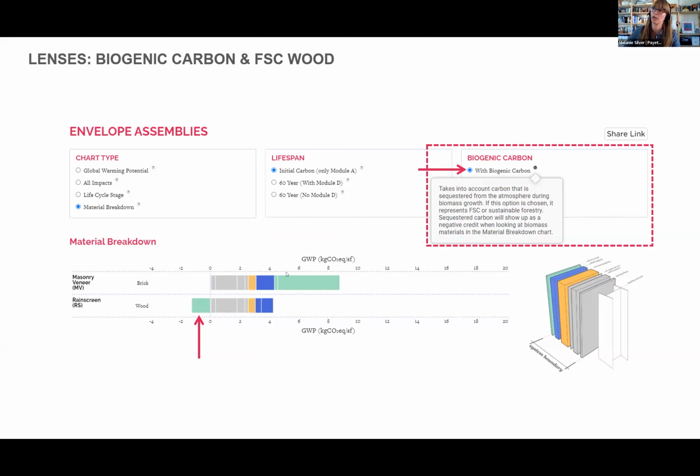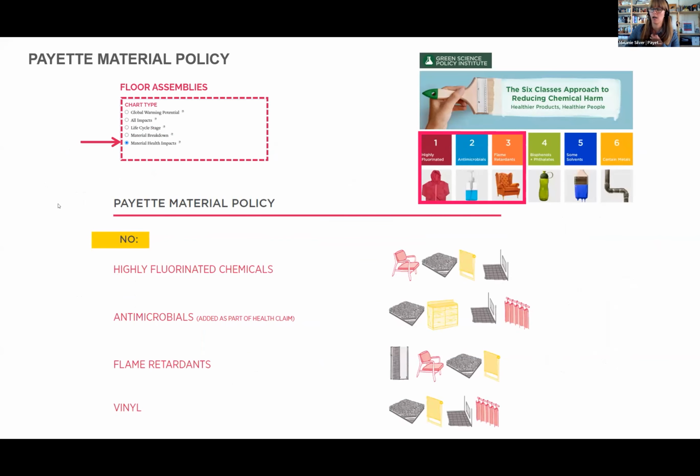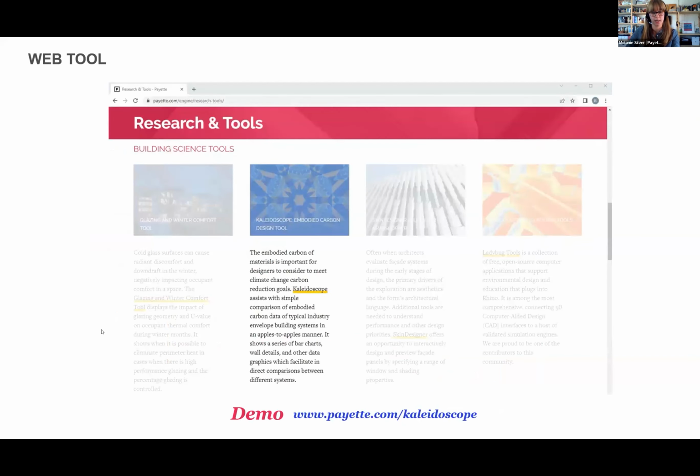We also have this material breakdown chart, so you can start to see where in the different pieces of the assembly you're getting the most carbon. And then in addition, in our interior assemblies, we have this material health impact lens, which follows our Payette material policy to help our designers select materials that don't contain these classes of chemicals, based on the 6 classes. And there's a little area that you can pop out and get more information, with more details about that material health lens. And then let's go to the tool and actually show you that.